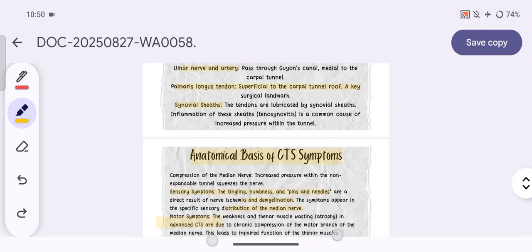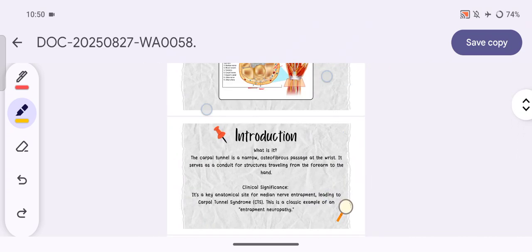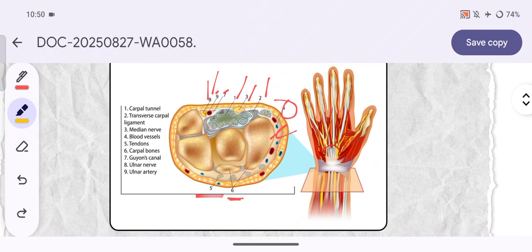Now, if we see the diagram again, you can understand the structures, the anatomical position, boundaries, and contents in this diagram. We have already seen the carpal tunnel, then the transverse carpal ligament, then the median nerve, then blood vessels, then tendons, then carpal bones, and then Guyon's canal, with the ulnar nerve and ulnar artery.